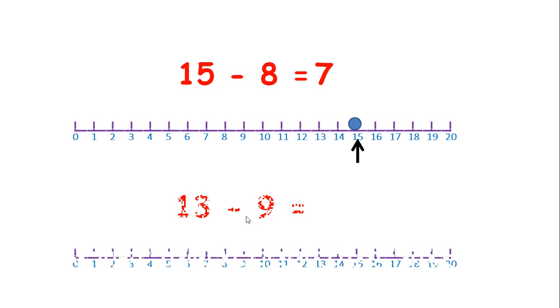Now let's take a look at 13 minus 9. We're going to work this out again by counting forwards on a number line. So what do we need to do? Well, we start with the smaller number and we're going to count up or jump along until we get to the bigger number, the larger number. So we need to make 1, 2, 3, 4 jumps. So 13 take away 9 is 4.